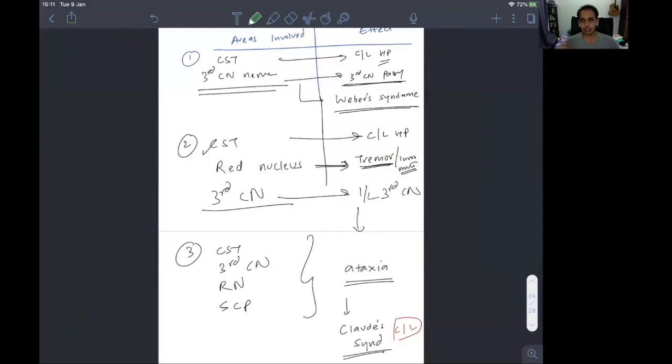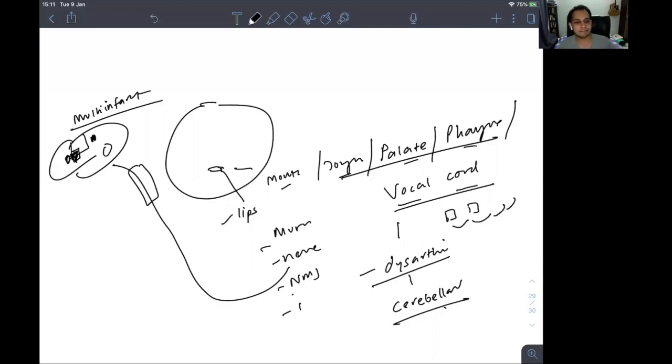There are a lot of lower cranial nerve syndromes. We can discuss all of them, but it would get a little confusing if you take it all together in 1 hour.